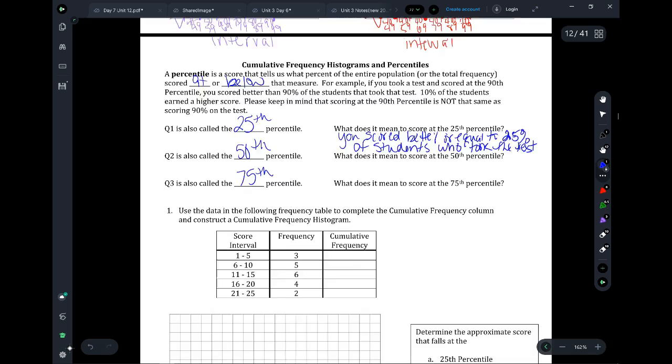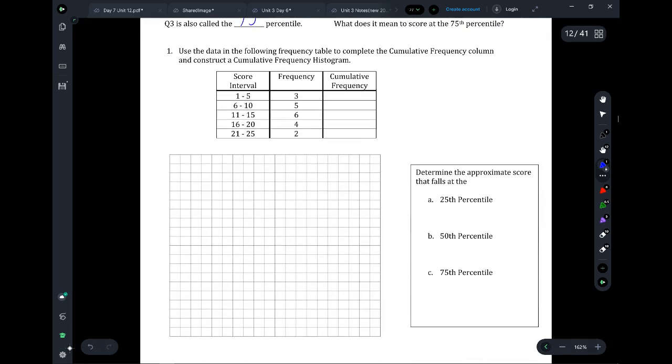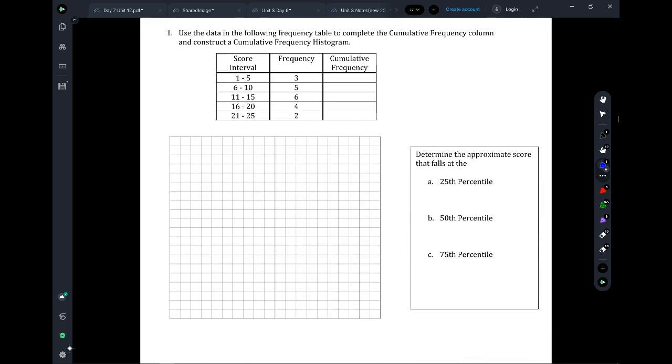So let's practice another cumulative frequency histogram. It says use the data below in the following frequency table to complete the cumulative frequency. It's already given us our frequencies, so we just have to figure out our cumulative frequencies. So the first interval is still going to be 3, and then 3 plus 5 makes 8, and then 8 plus 6 is 14, and 14 plus 4 is 18, and then 18 and 2 make a total of 20, whatever this is representing, scores, I guess.